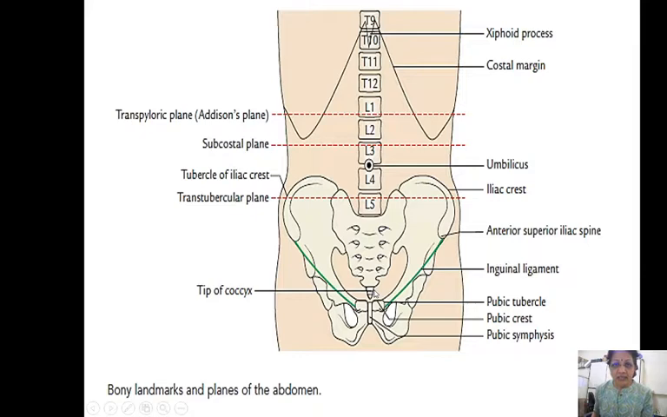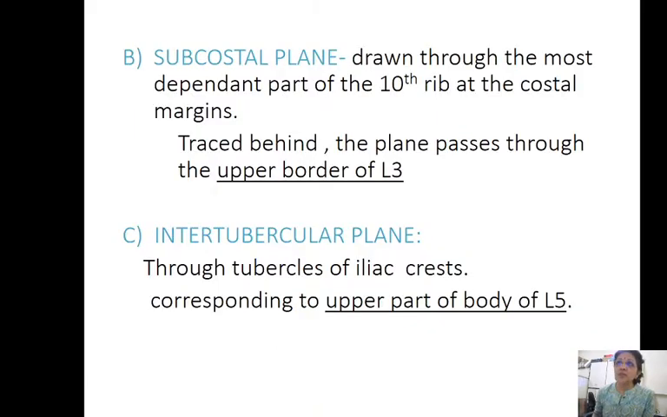This obviously you don't see here. You can only see from the back. But you remember that below the level of the vertebral margin is the pubic region in the standing position. The pubis is more inferior than the vertebral level in terms of correlation between anterior abdominal features and posterior. So these are the bony landmarks and planes of the abdomen.